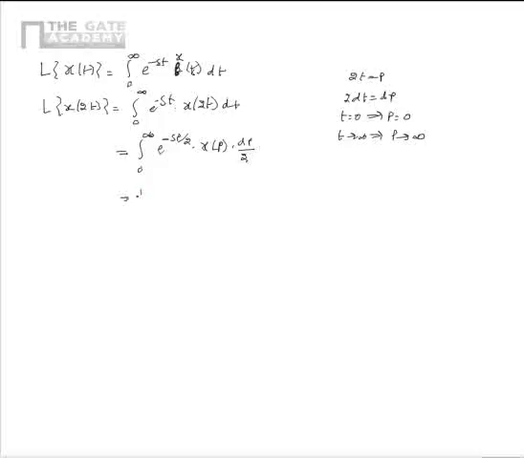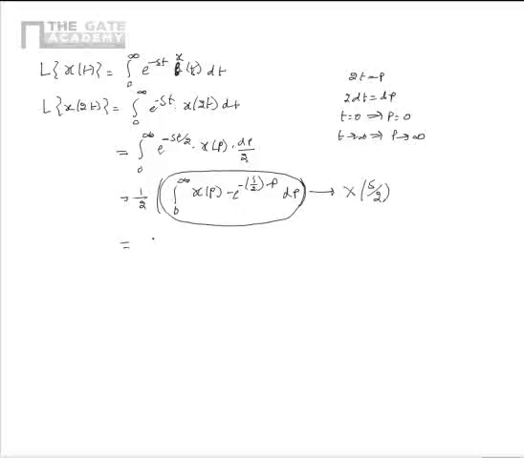So this can further be simplified as 1 by 2 multiplied by integral 0 to infinity x of p multiplied by e power minus s by 2 p dp. So we know that the term that is marked just now is equivalent to X of s by 2. From this we can write that Laplace transform of x of 2t is equal to 1 by 2 multiplied by X of s by 2.